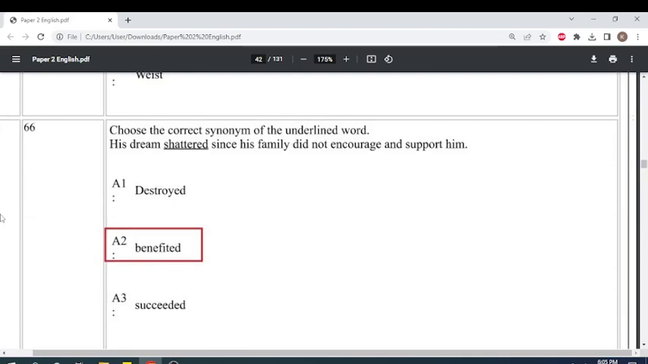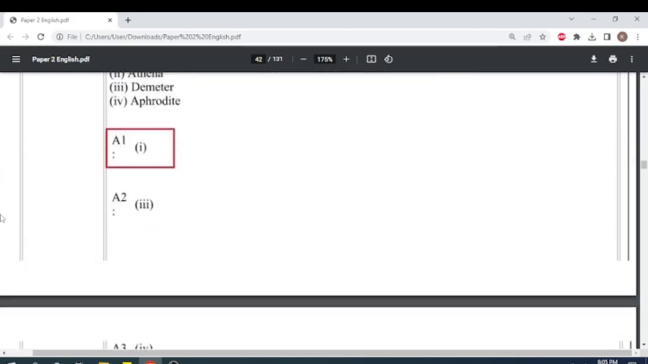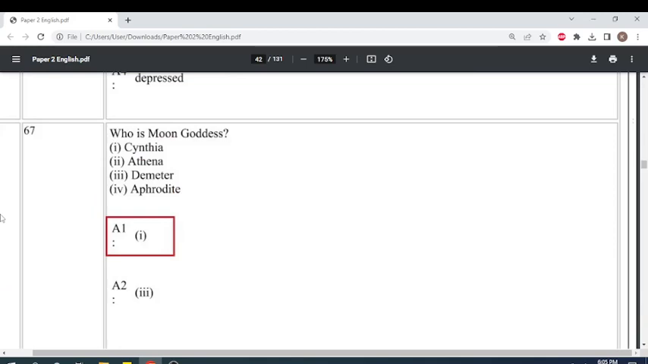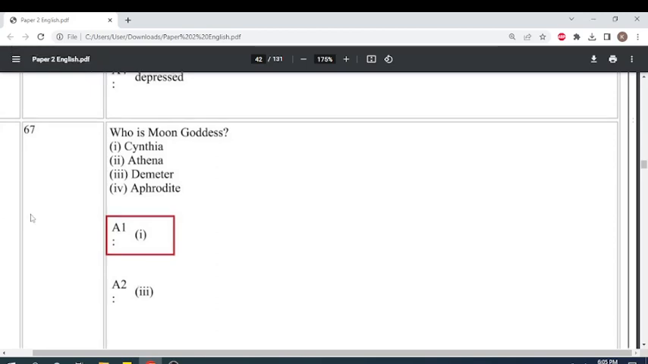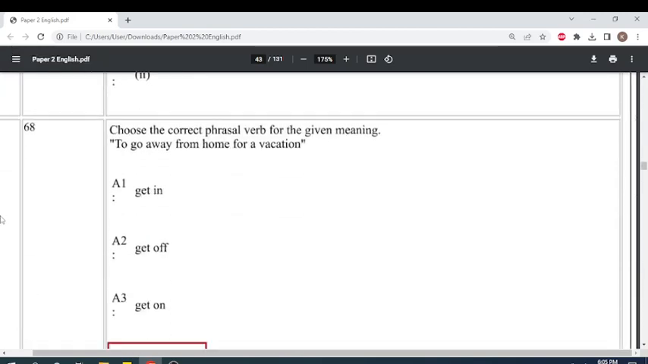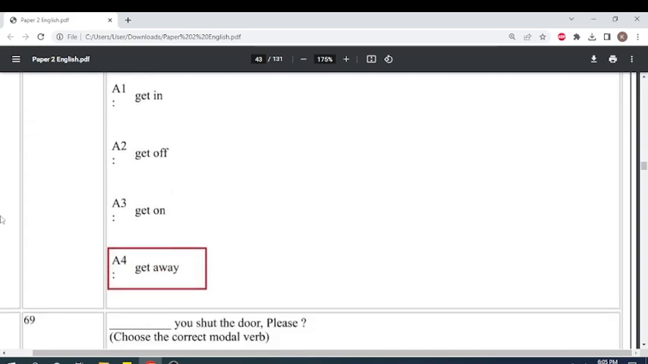66. Choose the correct synonym of the underlined word. His dream shattered since his family did not encourage and support him. Answer: A2, benefited. 67. Who is the moon goddess? Answer: A1, Cynthia. 68. Choose the correct phrasal verb for the given meaning: to go away from home for a vacation. Answer: A4, getaway.